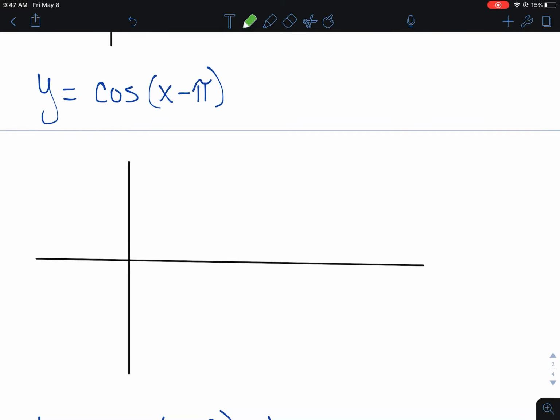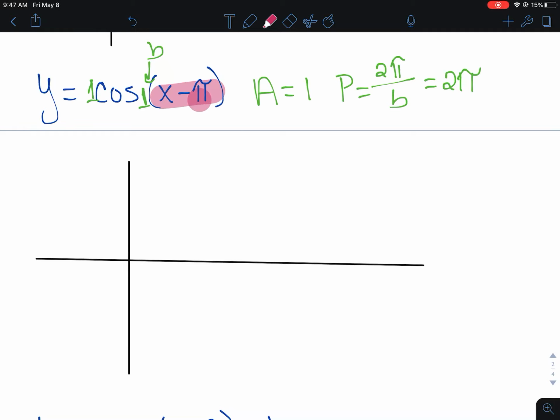So this is y equals cosine of x minus pi. So let's go and find all of the appropriate values. Amplitude is 1. Period is 2 pi over b. B would be here, and if there's nothing there, we're assuming it's a 1, just like out in front. So it's again going to be 2 pi. There's nothing added onto the end, so there's no vertical shift.